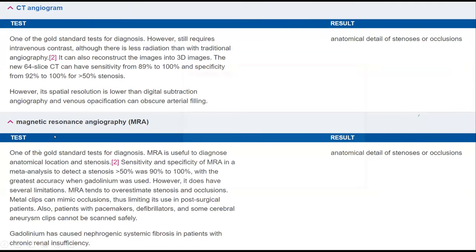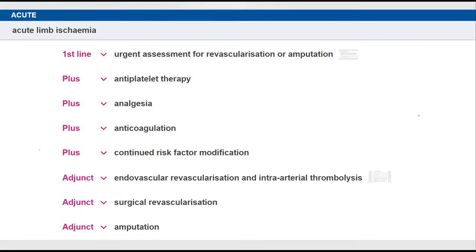Okay, I will talk about other investigations. One of them is CT angio versus MRA, magnetic resonance angio. CT angio is the gold standard diagnostic tool of choice. But we require IV contrast. Is it wrong in a patient with kidney disease or acute kidney injury? Yes, but they can do it. But MRA, they cannot do. Why? Because gadolinium has caused nephrogenic systemic fibrosis in patients with chronic renal insufficiency. So CT angio can be done in a patient with acute kidney injury up to a limit, but still can be done, and it is the gold standard.